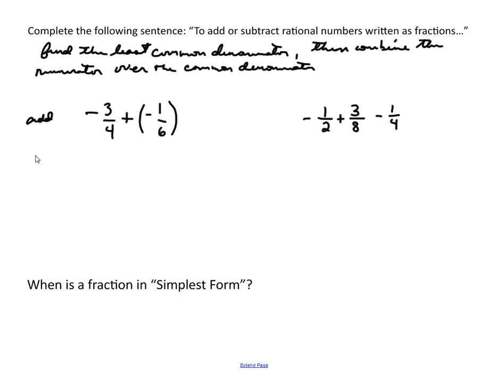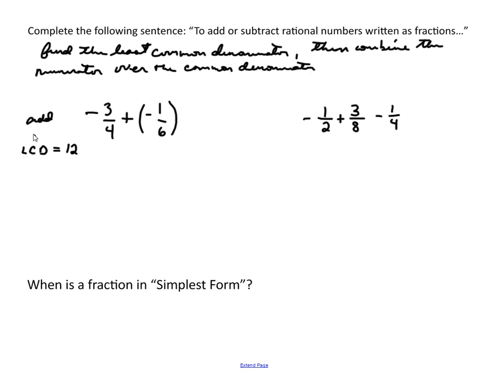But not any old common denominator will do. Certainly we could just multiply 4 times 6 and get 24, and that would be a common denominator. But what we want is the least common denominator, the LCD. So to find the LCD, we ask ourselves, what is the smallest number that 4 and 6 will divide into evenly? Well, we know 4 times 6 is 24, but we can do better than that. 4 divides evenly into 12, and so does 6, and that's going to be our least common denominator.